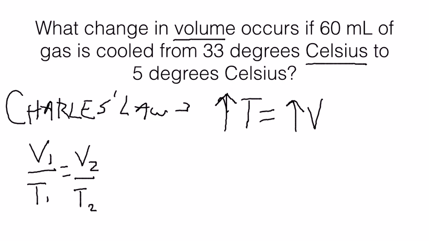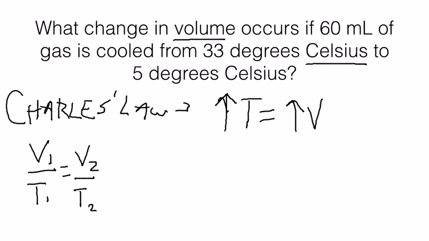V2 is the final volume. That is what we're calculating because we want to know what change in volume occurred when 60 milliliters was cooled from 33 degrees Celsius to 5 degrees Celsius. And then T2 is the final temperature, 5 degrees Celsius, and we'll convert that into Kelvin as well when we get ready to solve our problem.